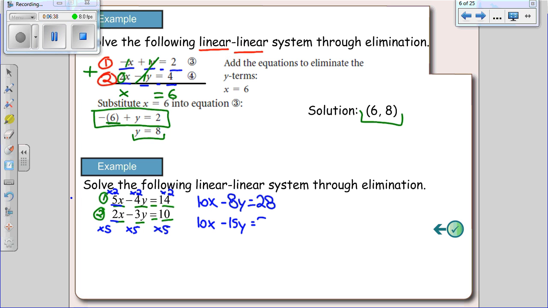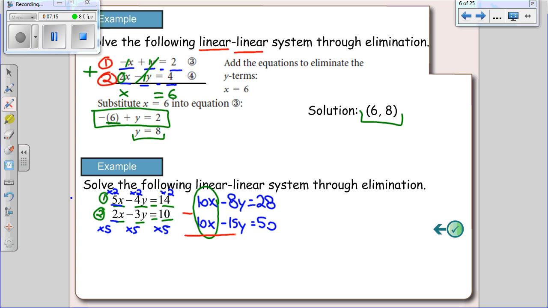Now, if you did this right, you should notice that you have one variable with the same number of things. Notice we have 10x and 10x. Those are the same amount. Once you have the same amount, you have to decide whether you want to add or subtract your two equations together. If my x's had the same symbol in front of them, positive or negative, we want to subtract the equations. So because this is a positive 10x and a positive 10x, I want to subtract the two equations.